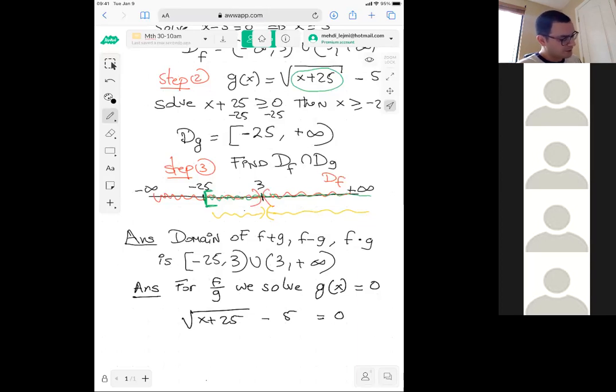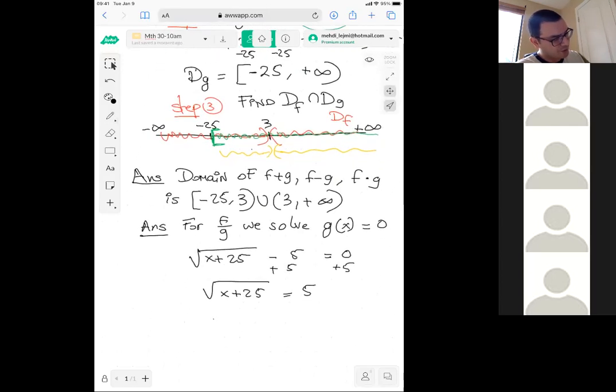So let's solve this. Well, you can add plus 5 to both sides. So that's square root of X plus 25 equals 5. All right, get rid of the square root. So let's just apply the square to both sides. Then you're going to have X plus 25 equals 25. And of course, you subtract 25. So then your X would be 0.